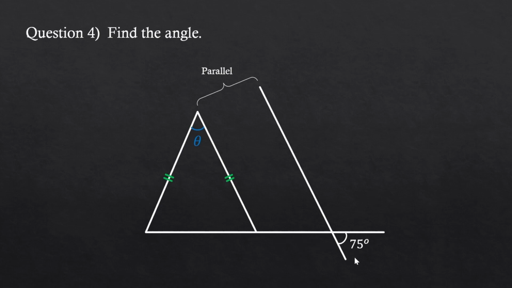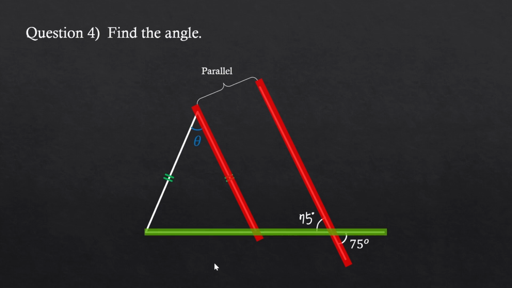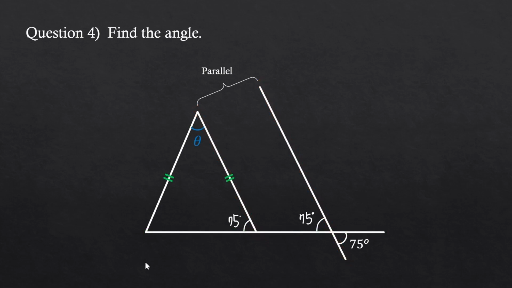So starting from here, this side is 75 degrees. So this side should also be 75 degrees. And here, you may have missed this information. This side of the triangle and this line are parallel to each other. And it's like this bottom line is slicing them. What does that mean? That means this angle should also be 75 degrees. Correct? You see where I'm getting now.